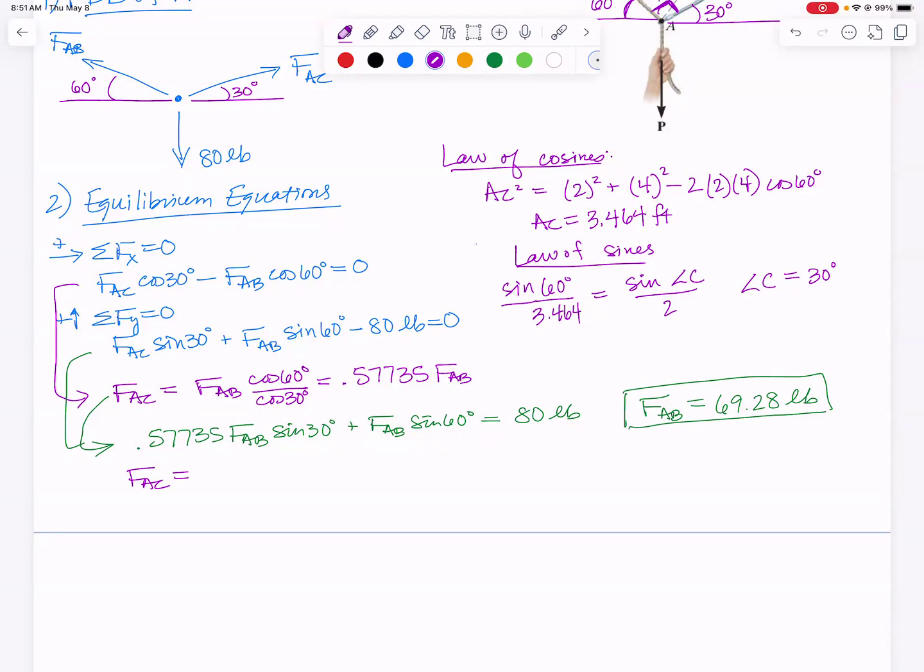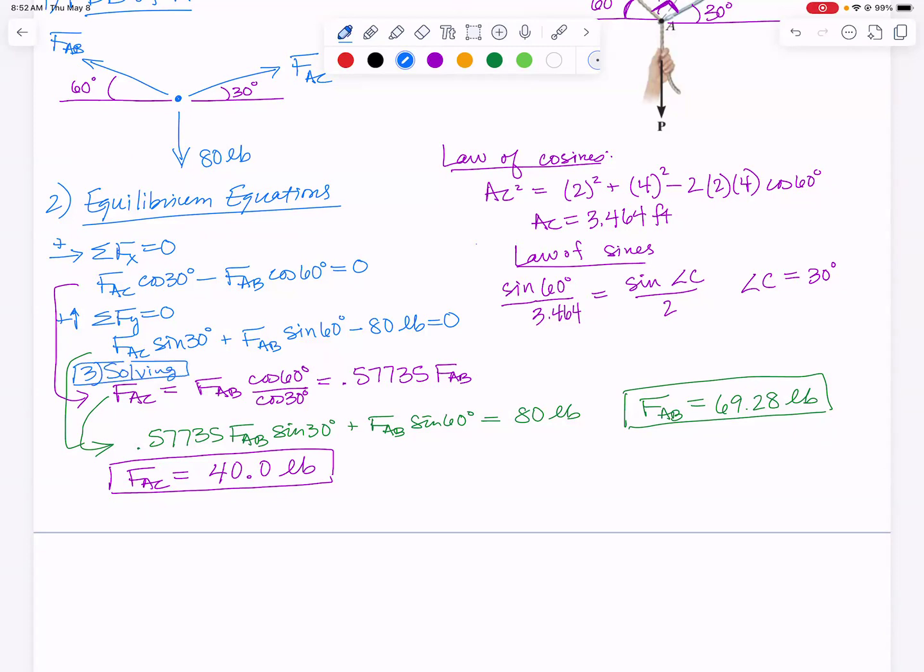My calculator gave me 39.999998. I'm going to round that to 40 pounds. If you want to write 40.0 pounds to really drive home that you did do 3 sig figs, that's a great option too. That was a solving step. So right here, we are solving. We solve for F_AC. We're not quite done.